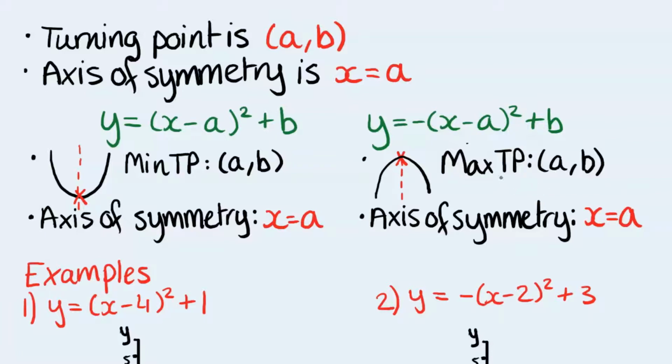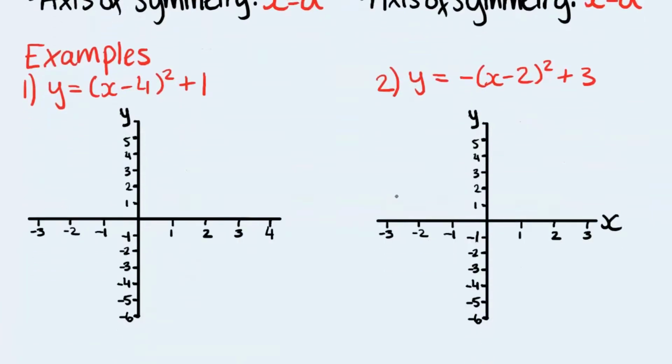Okay, so the maximum turning point for this will be (a, b), same as before. Then the axis of symmetry is x is equal to a, same as before again. So what you just need to be careful of is that you need to memorize these two forms of the quadratic equation and make sure you get the negative and the positive in front of the a and the b in the right format, okay? So what we'll do is move on to some examples just to hone this idea in.